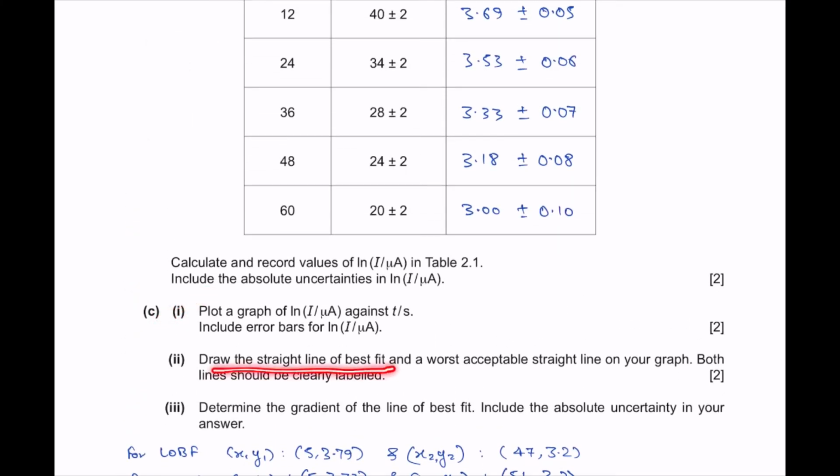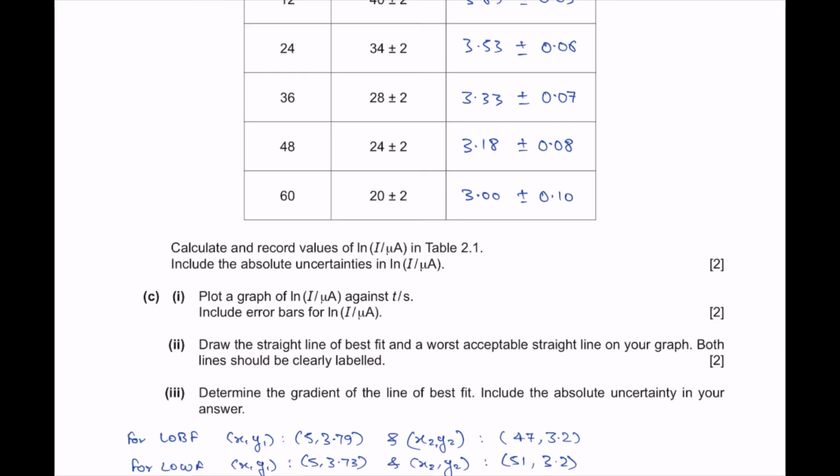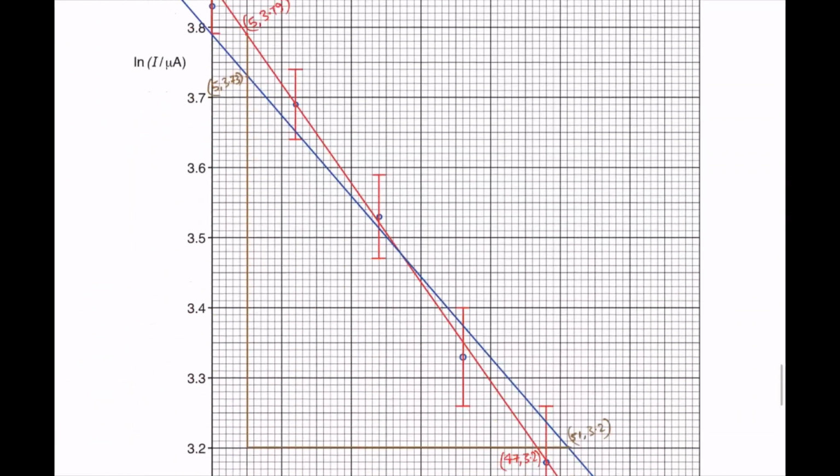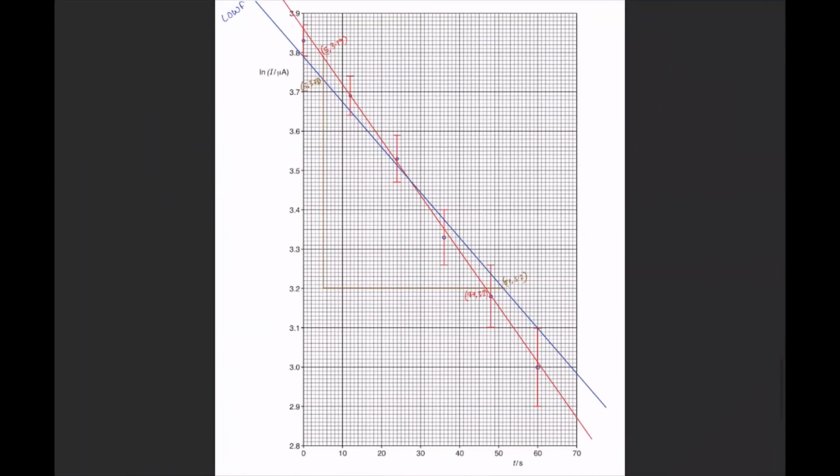Draw the straight line of best fit and the worst acceptable straight line on your graph. Both lines should be clearly labeled. Now we have to draw the best line fit and the worst line fit. I hope you all know how to draw the best line fit. This red line is my best line fit, which is very close to the plotted points. This is at the lower level. This is exactly coinciding. This is slightly upper. This is slightly lower. This is coinciding and this is slightly near to it. So I have drawn a line of best fit on the graph.